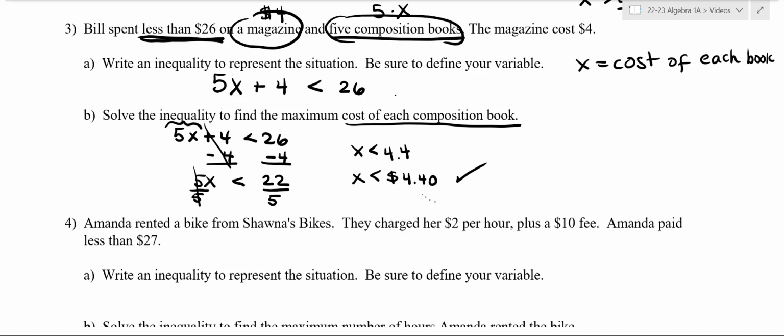Sound good? If the composition notebooks are less than $4.40, then he'll be able to buy 5 of them, plus spend $4 on a magazine and still spend less than $26.